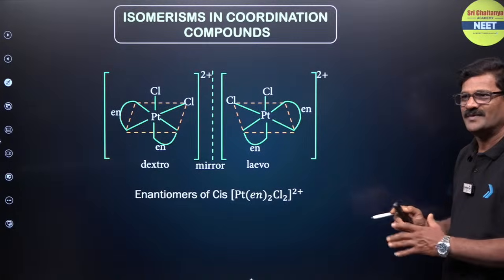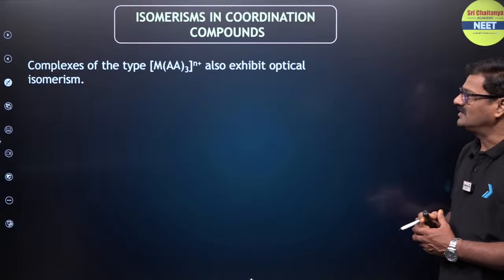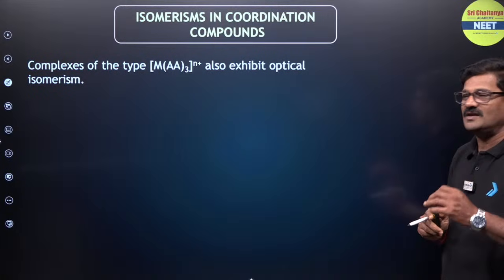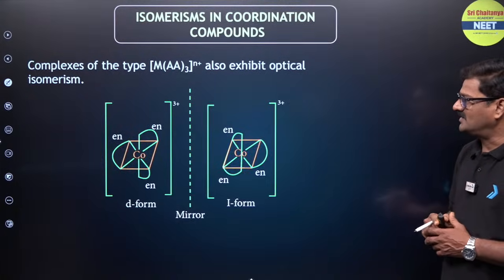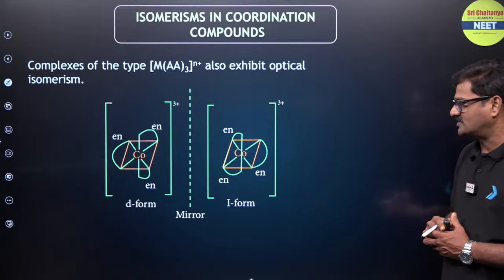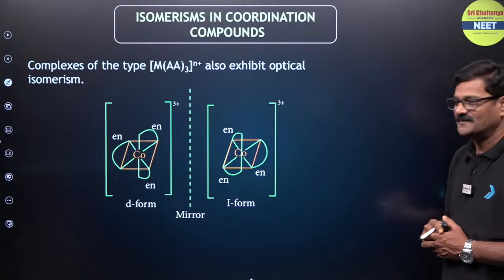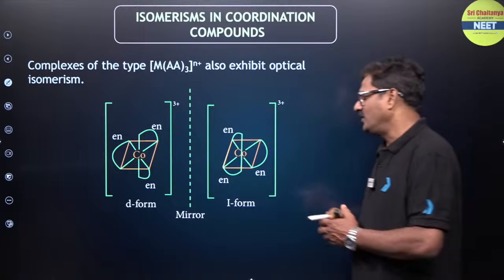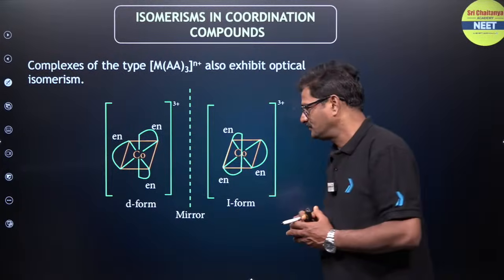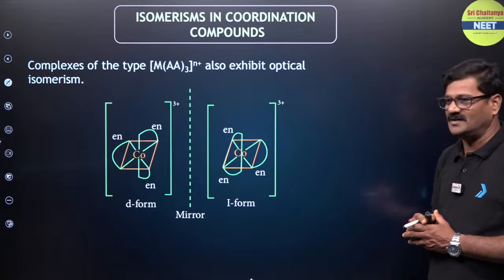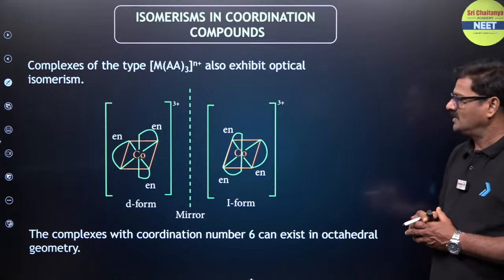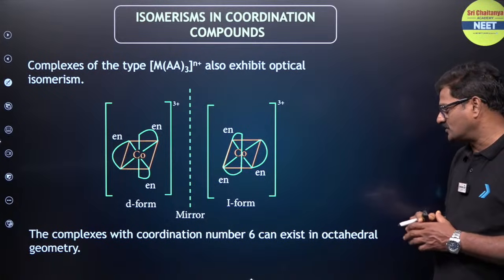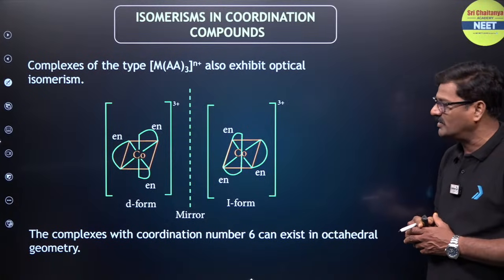Moving ahead, complexes of type M(AA)3 can exhibit optical isomers, and [Co(en)3]3+ can show optical isomers, and they are mirror images of each other. One is dextro, another one is levo, a mirror image. Also, complexes with coordination number 6 can exhibit this in octahedral geometry.